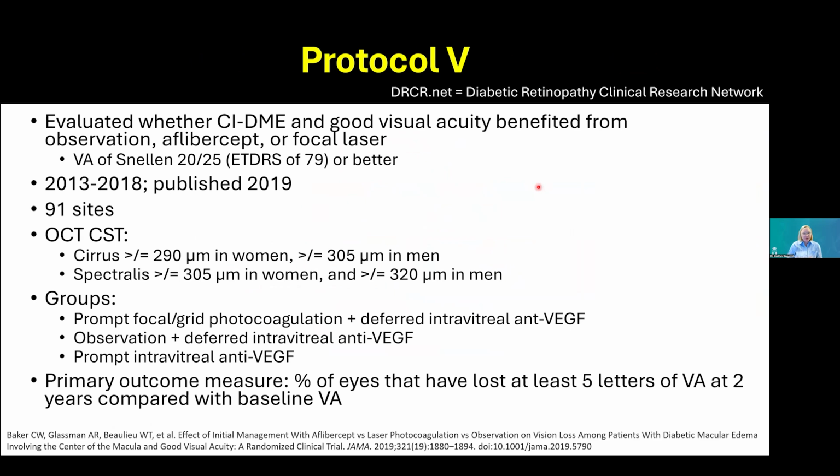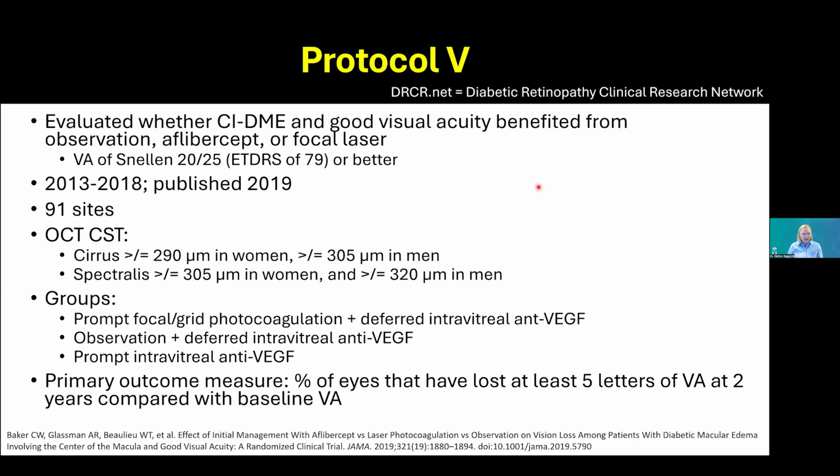In particular, they looked at center involving DME with good visual acuity to determine if it benefited from treatment versus just close observation. Okay, so these are people that have some degree of center involved DME, so that center subfield is certainly affected, but they still have good visual acuity, better than 20/30, so 20/20 or 20/25 visual acuity. So this was a very large clinical study with multiple sites.